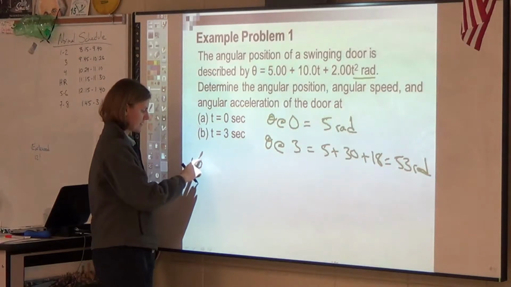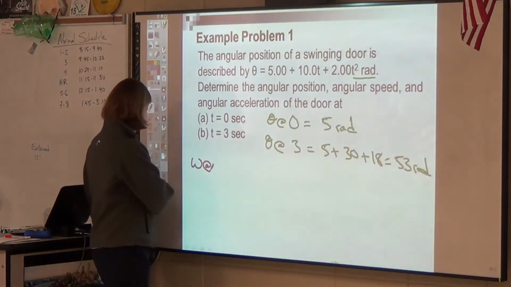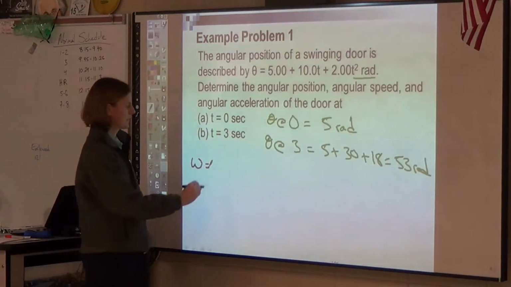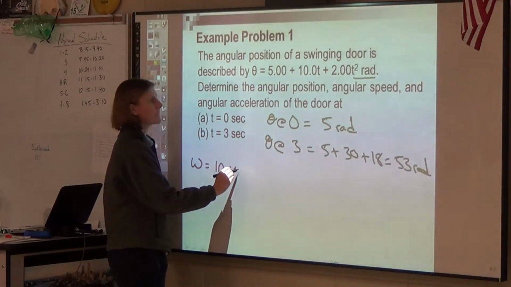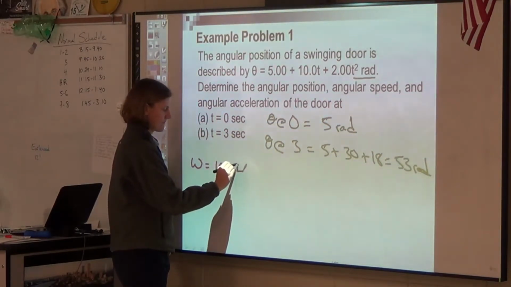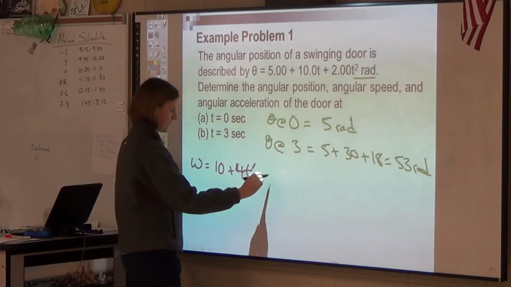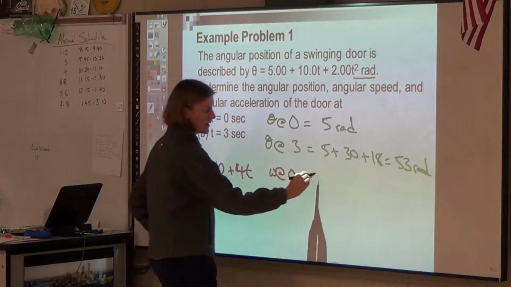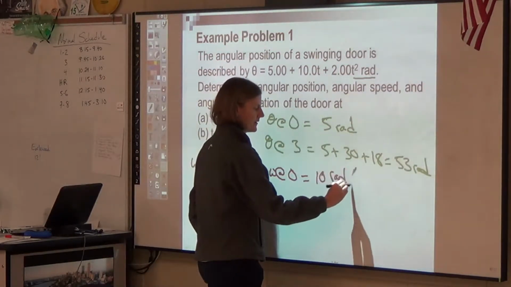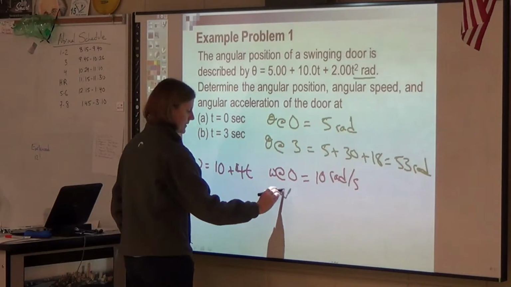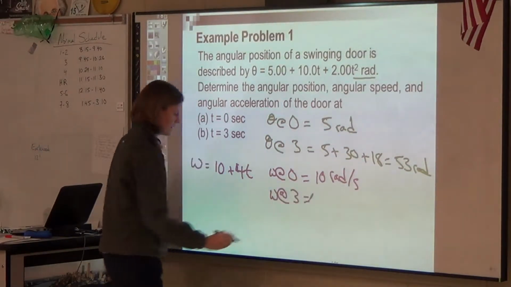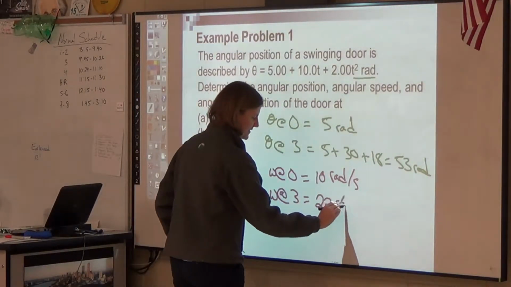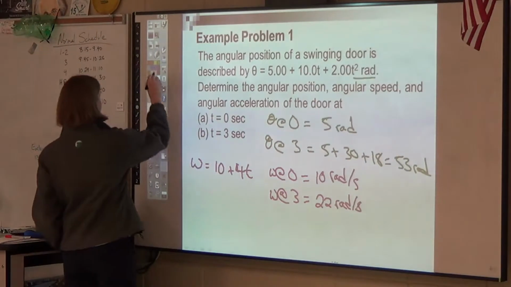Angular speed, so that's going to be omega. Well, let's just get omega first. What is the derivative of that? Okay. So then omega at 0 would be just 10. Now 10 what? Very good. What do you got? 22. All right, and last one.